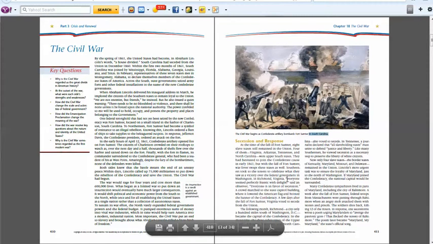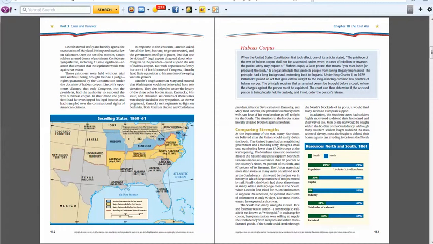So not only does South Carolina become the first state to secede, but they're also the location. Fort Sumter was off of the coastline of South Carolina, so it is also the location of where the war begins. We're going to take a look at the statistics comparing the strength.